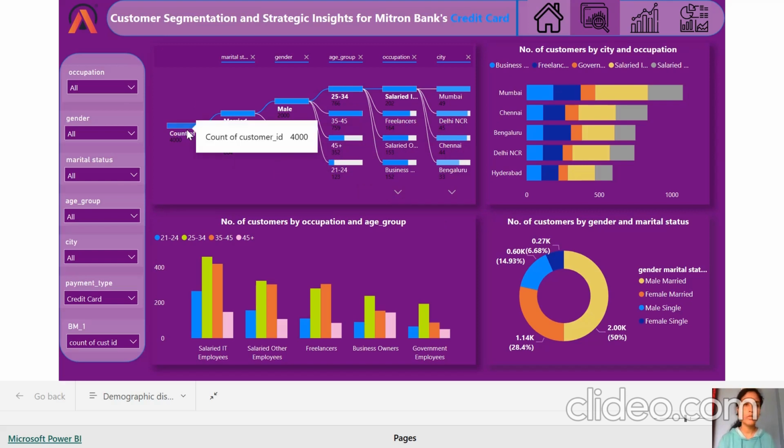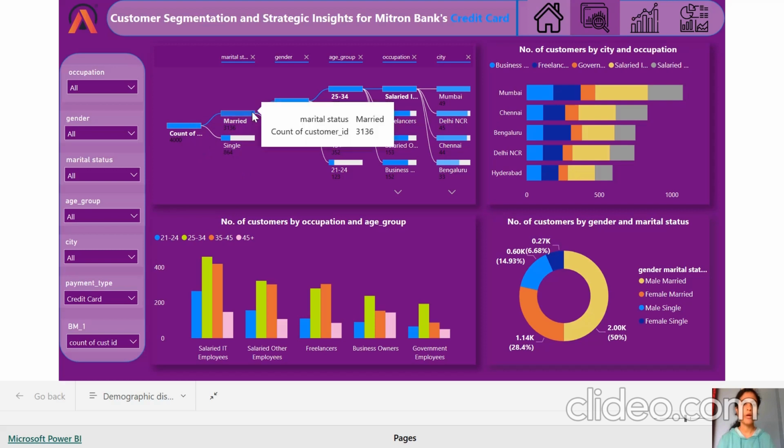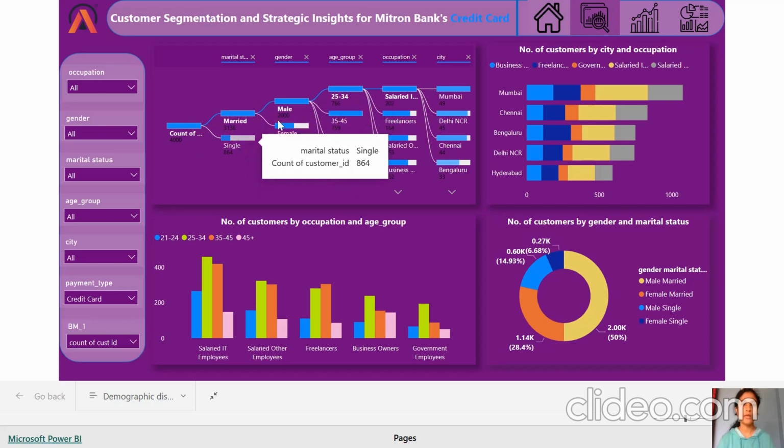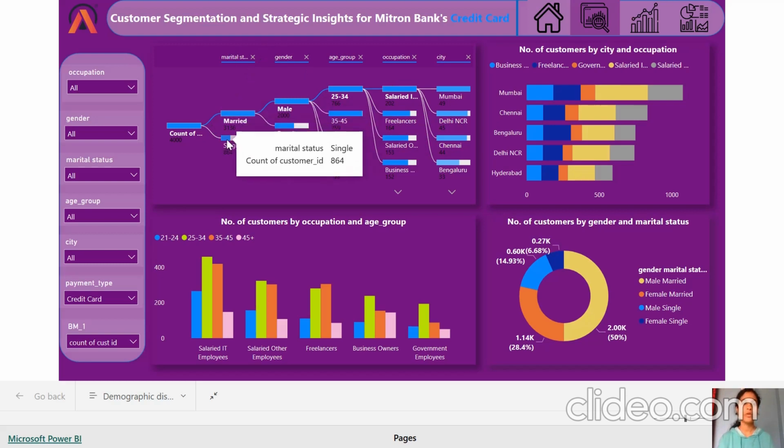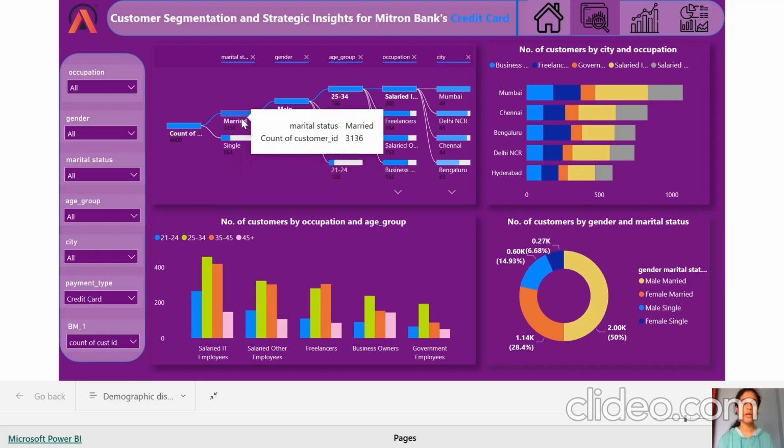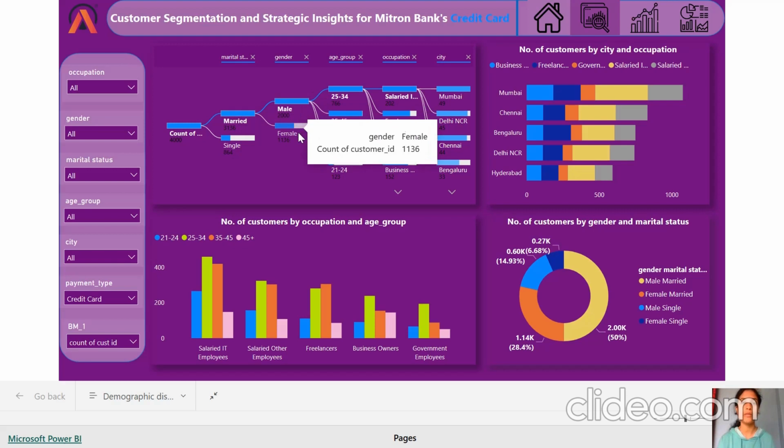Here the count of customer ID, meaning the number of customers, is 4,000, as I said previously. In the 4,000, how many are married and how many are single, male, female. It is divided into different demographics. The first one is marital status. We can see that married customers are more compared to single, and among married, male customers are more.